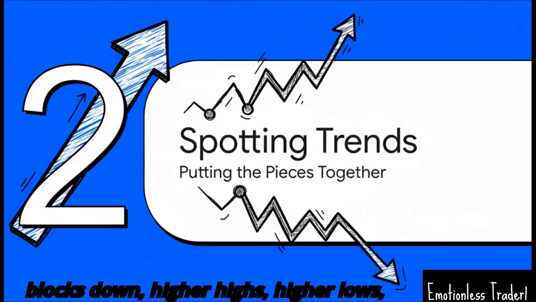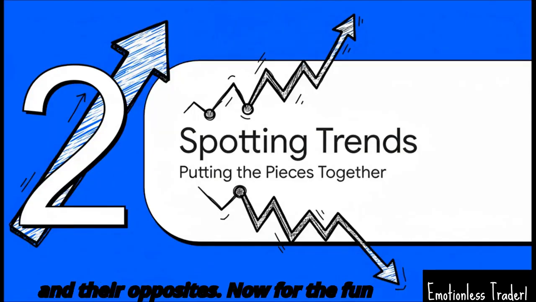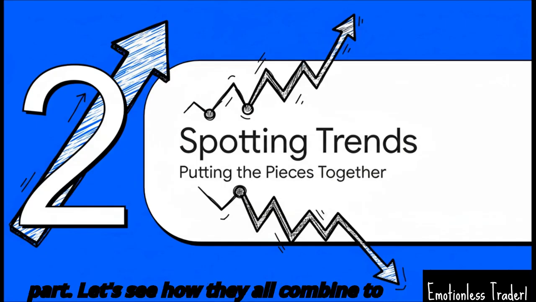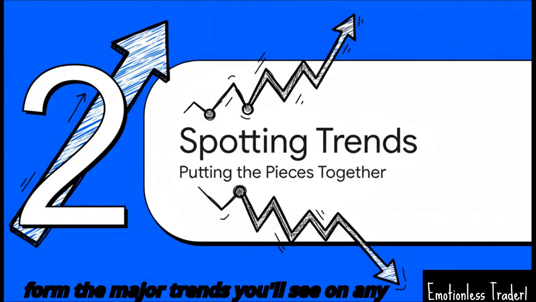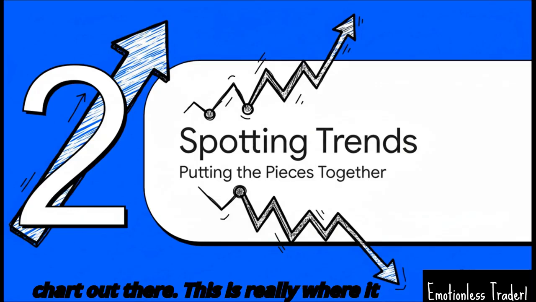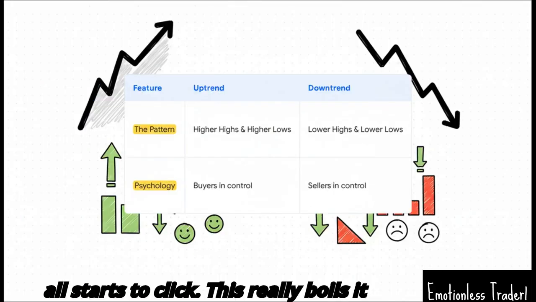Okay, so we've got our building blocks down: higher highs, higher lows, and their opposites. Now for the fun part. Let's see how they all combine to form the major trends you'll see on any chart out there. This is really where it all starts to click. This really boils it all down.